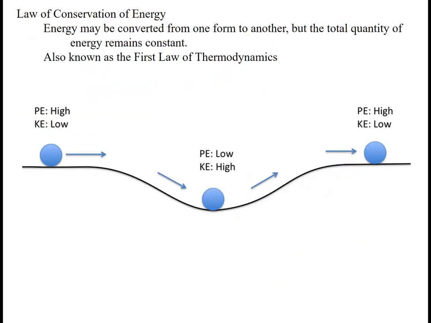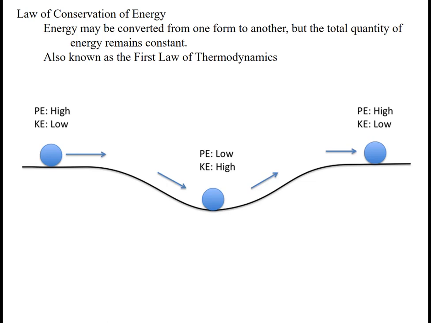And the last part of this section is talking about the conservation of energy. Energy can be converted from one form to the other, but the total amount of energy remains constant. This is known as the first rule of thermodynamics. If you've had physics, you'll study the 3 rules of thermodynamics.